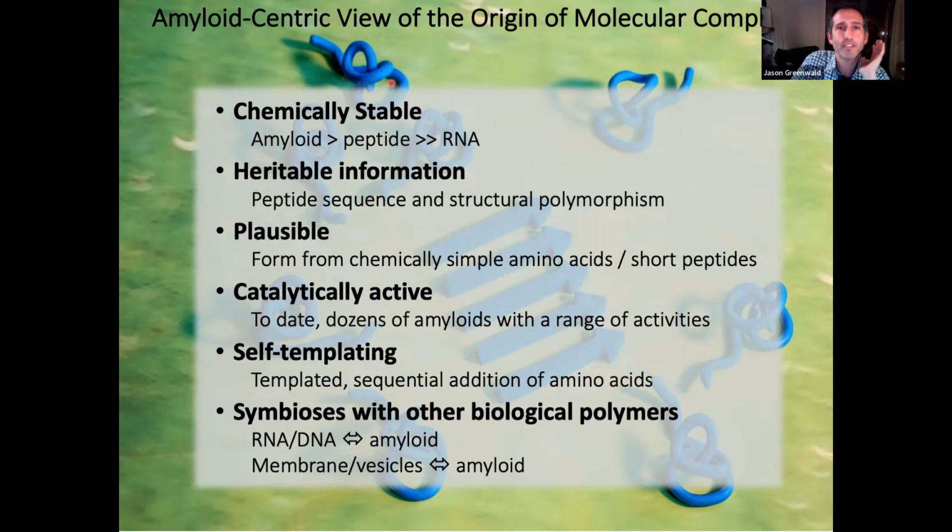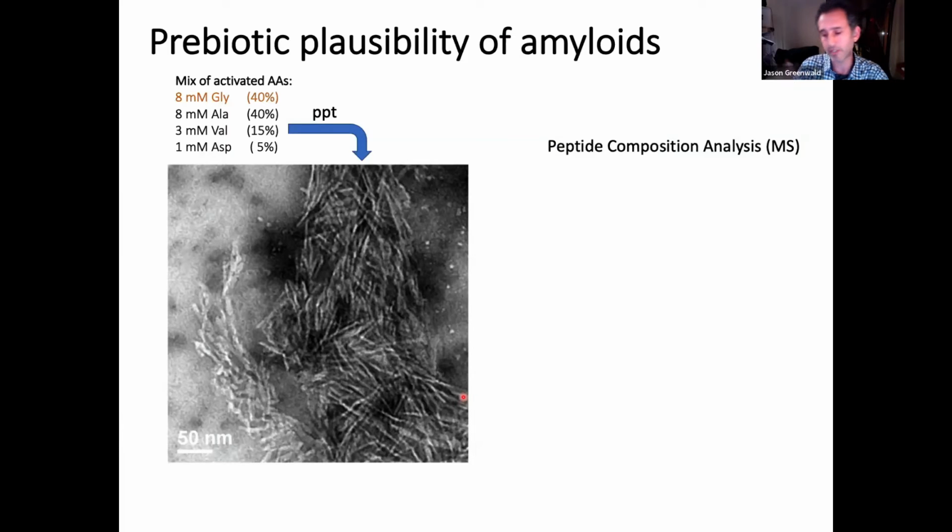So why do I have this amyloid-centric view of the origin of molecular complexity? Well, amyloids are rather stable, and they're often more stable than the peptides themselves that they're made up of. They contain heritable information both in their sequence and, as I mentioned, in the structural polymorphism, because amyloids can template their own replication, conformational replication. And I'll talk about a few other things we've shown that they are plausible. Many groups have shown that they have many catalytic activities. And I'll talk briefly to show how they can be self-templating. And then I will get finally to the point of the talk.